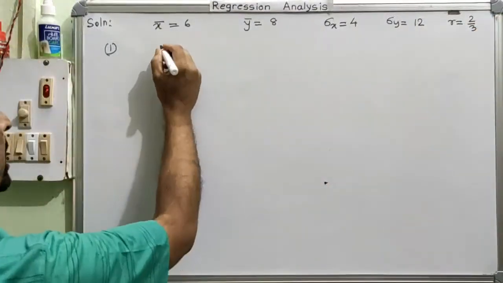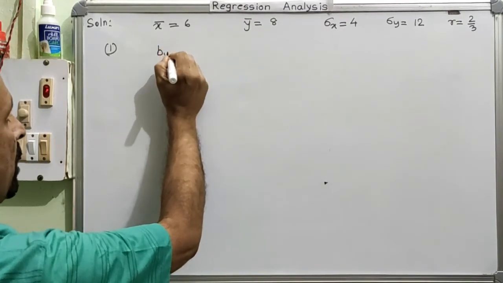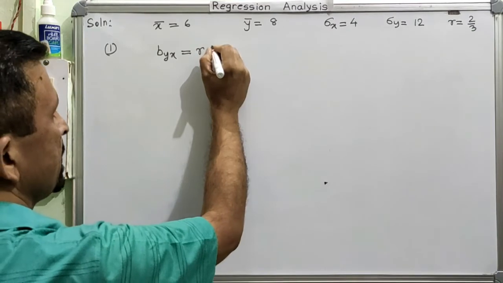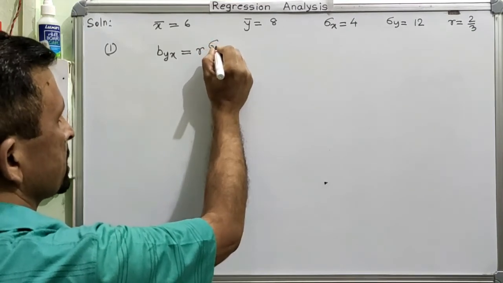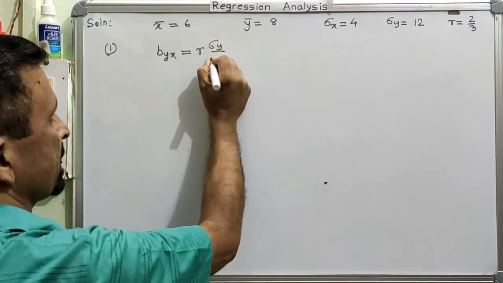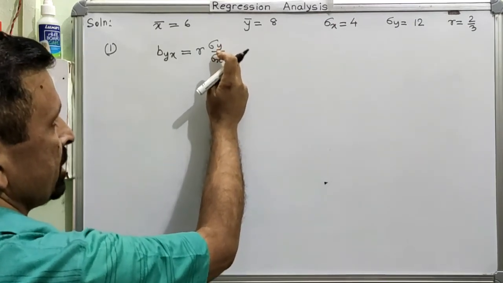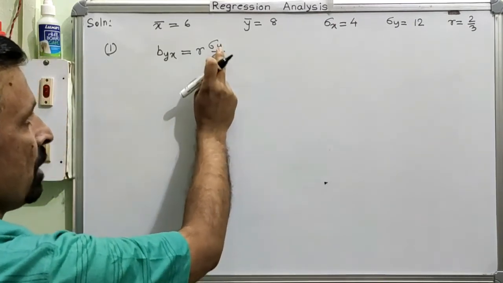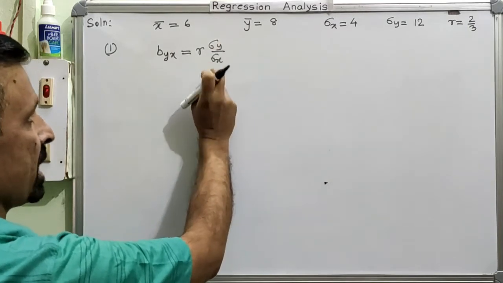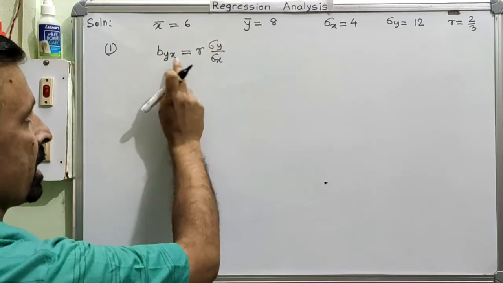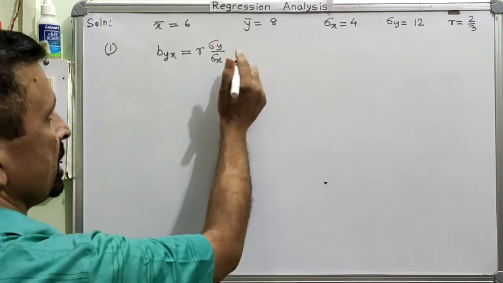First, we are going to calculate regression coefficient of y on x. The formula is correlation coefficient into standard deviation of y over standard deviation of x, right? Please don't make mistake in writing numerator and denominator. I told you how you will select the numerator and the denominator. Y first, so y will be in the numerator. X next, so it will be in the denominator.